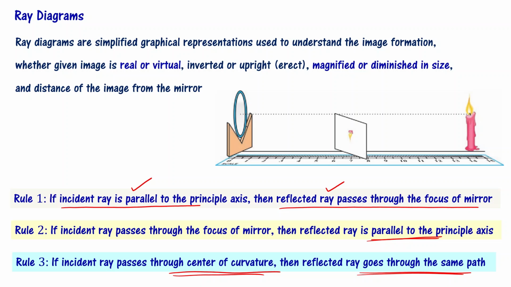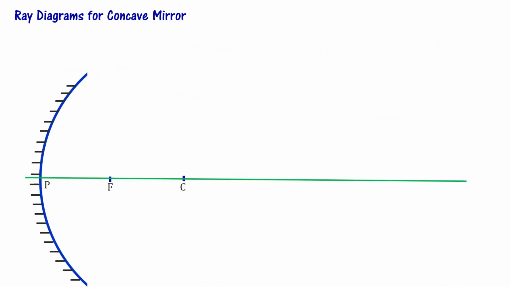ఈ 3 రూల్స్ మీకు తెలిసి ఉండాలి so that you can draw ray diagrams easily. Okay, this is a concave mirror, right? C denotes center of curvature, F is focus of the mirror, and P is pole of the mirror, right? And this line is called principal axis. Now we want to draw a ray diagram for an object. You see, this is the object. You have a candle kind of object, right? I want to draw a ray diagram for this.